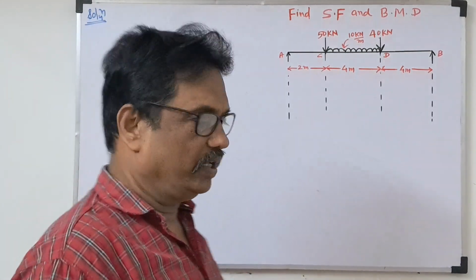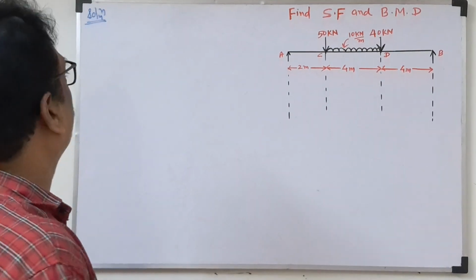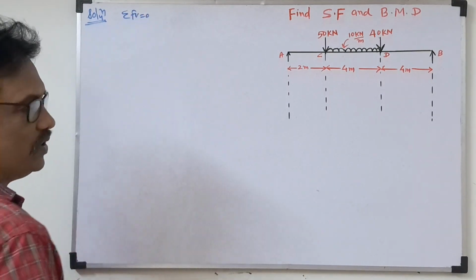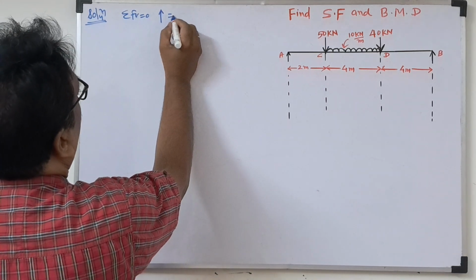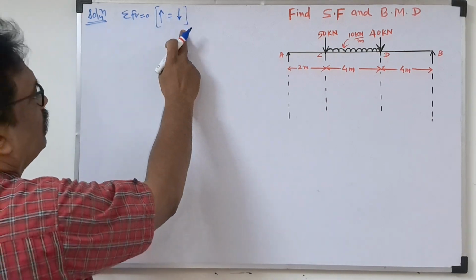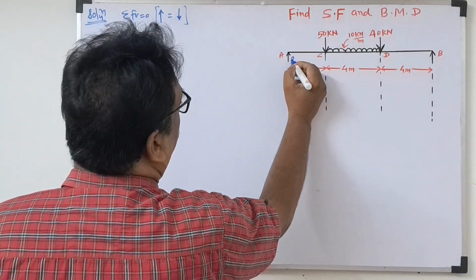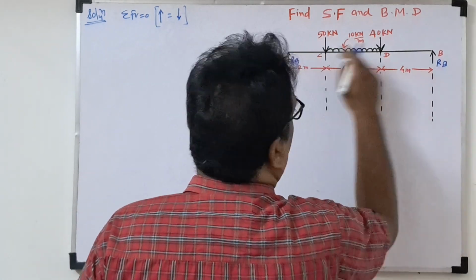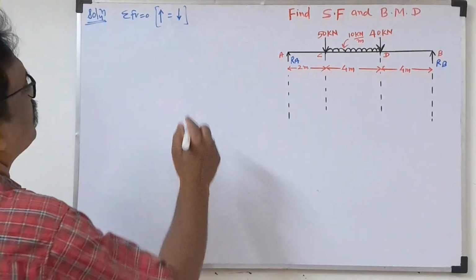First we have to find the support reactions. Once we find the support reactions, we have to use two equilibrium equations. First one is the summation of vertical forces equal to 0. Here we are taking total upward force equal to total downward force. This is the concept. Total upward force is RA plus RB. So here AB is the beam, and RA and RB are the support reactions.